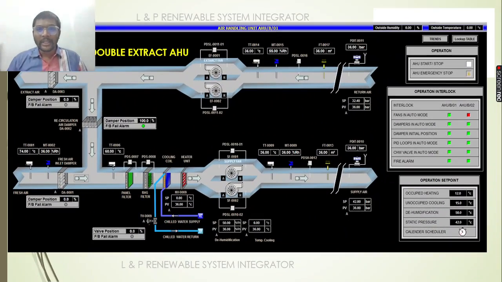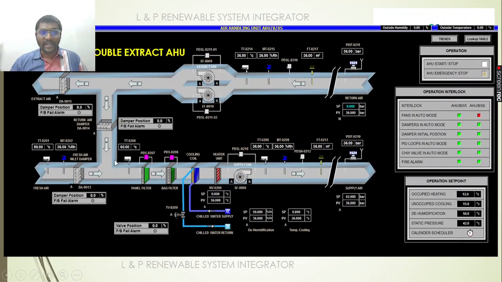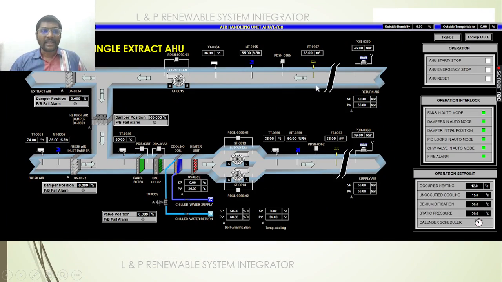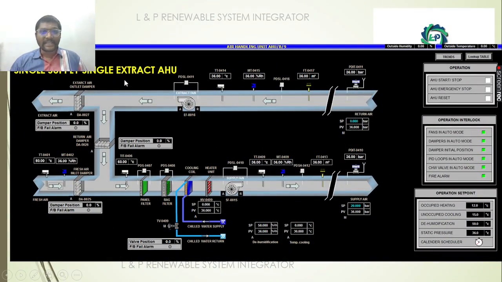So as we told earlier, in the air handling units we are using flow transmitters. It can be a flow sensor as well. See here in the supply line and the return line, this is an example of the double supply double extract type. Here in the supply and the return line we have flow transmitters, and in the second part we have a single supply double extract. So here also we have flow transmitters, and the third one, double supply single extract type, also has flow transmitters, and the single supply single extract type also has flow transmitters.